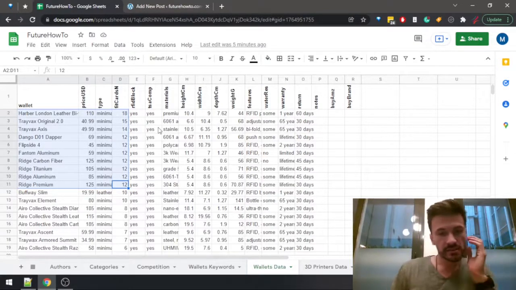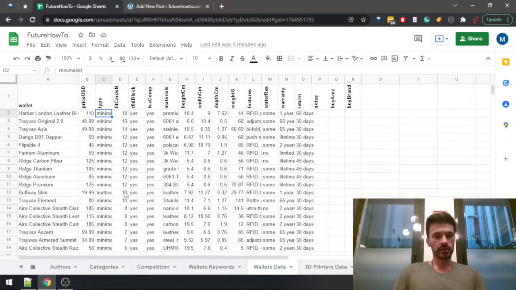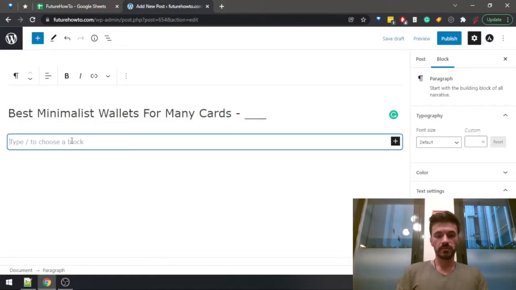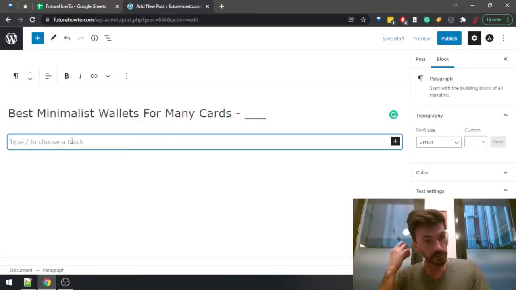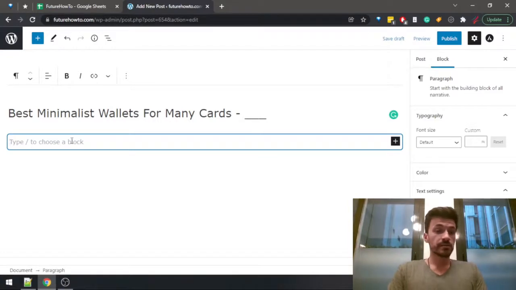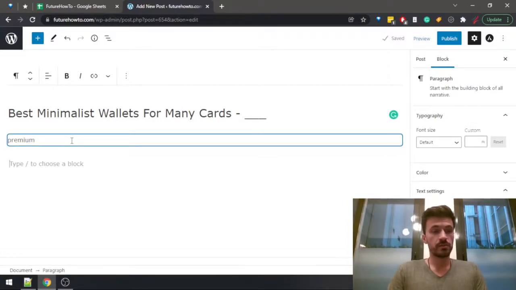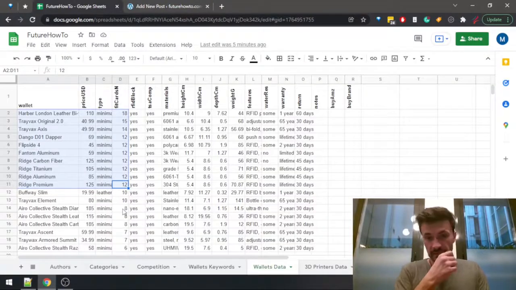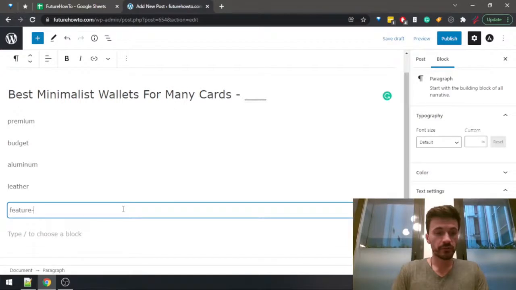Okay, so let's take a pick here. Let's see what we're going to cover. This is 10 rows, I believe. We have 10. Let's start like this. These are going to be our headers. I'm just going to take a few quick notes here. So let's have a premium choice, a budget choice, aluminum, leather. What else can we have? A feature complete, maybe. And these are not set in stone.